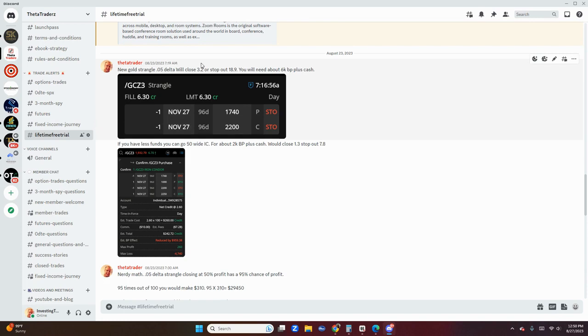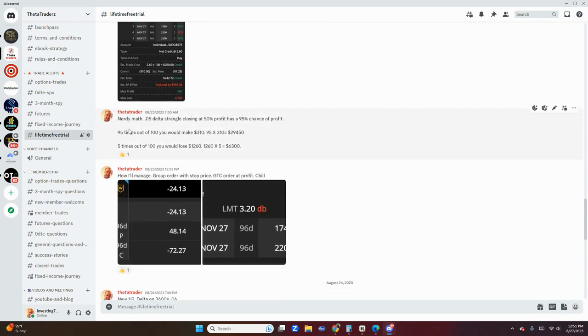But we're gonna usually close it out earlier. Try to close around 50% profit at 3.2. And then you could stop it out at about 18.9. Based on probabilities, this trade has about a 95% chance of working out because we're looking at a strangle, 0.05 delta on both sides. But if you're closing at 50% early, it's pretty much the 0.05 delta on one side. So about 95% chance of it profiting out.